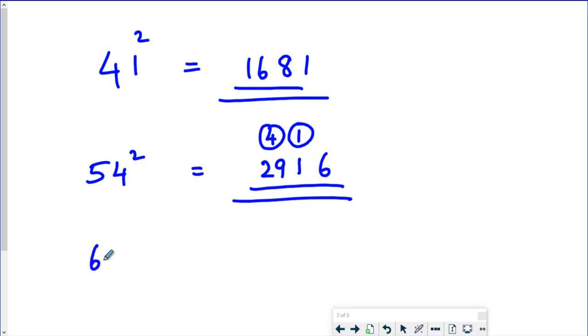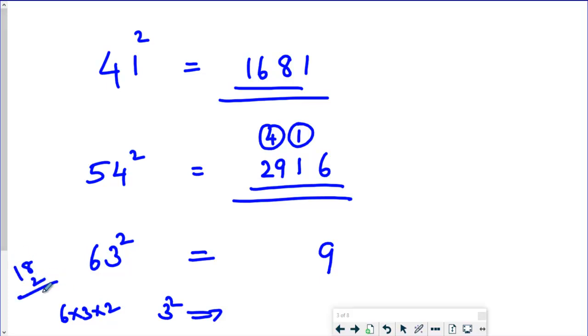Now there is one more example, 63 square. First you have to take 3 square, that is 9. Now you have to find 6 into 3 into 2. 6 into 3 is 18, 18 into 2 is 36. You can write 6 here, 3 remaining. Now 6 square is 36, 36 plus 3 is 39. In this way, we can calculate.